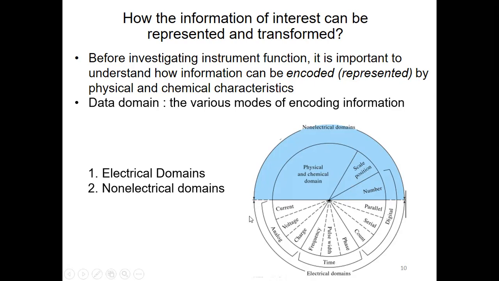And the electrical domain, the bottom part, can be further categorized into analog, time, and digital. So analog domain, time domain, and digital domain. Under the analog domain, current, voltage, charge are the examples. And the time domain: frequency, pulse width, phase. And the digital domain: count, serial, parallel.